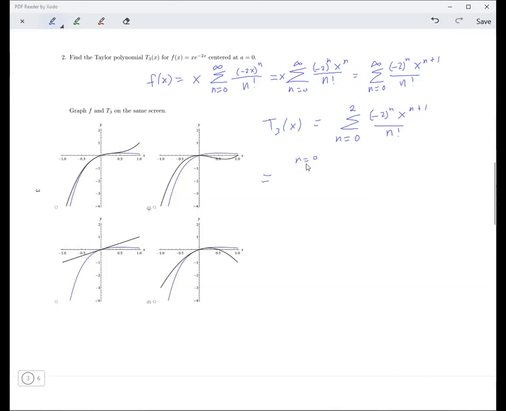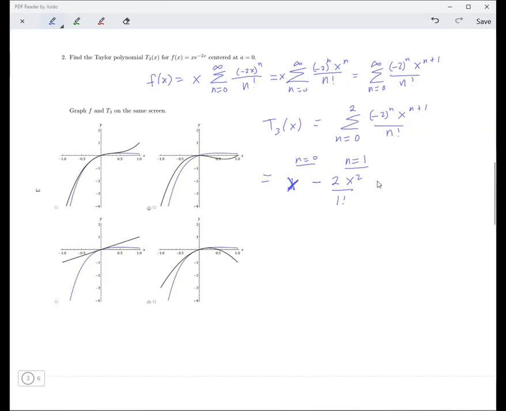Okay, so when n is 0, we get negative 2 to the 0, which is 1, sorry. And then this is gone, and it's just 1. And when n is 1, we get minus 2. And this would be, oh, wait a minute, hold on, this is x. I'm sorry. Because when n is 0, this is x to the 1, so that's x. Sorry about that. And then when n is 1, okay, then we're dividing by 1 factorial here.